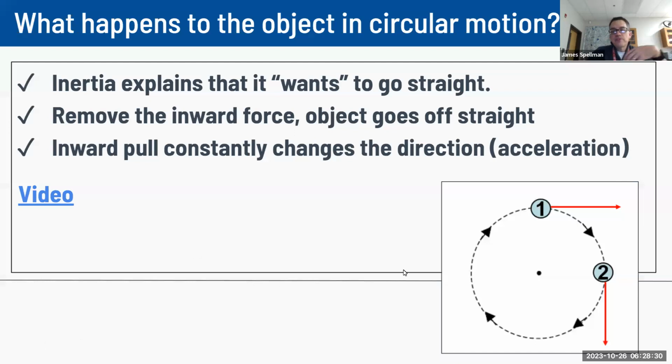So there's kind of a lot going on here. There's a constantly changing velocity because we're constantly changing the direction. And in order to do that, there has to be a constant net force acting on something. And that's the net force that's being pulled in with the centripetal force.